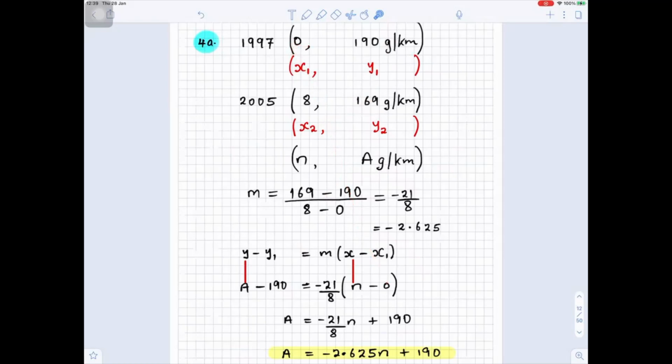And from there, minus 190, you take it to the right, it becomes plus 190. Minus 21 over 8 times n gives you minus 21 over 8 n. So your answer is A equals minus 21 over 8 n plus 190, or you can write minus 2.625n plus 190.